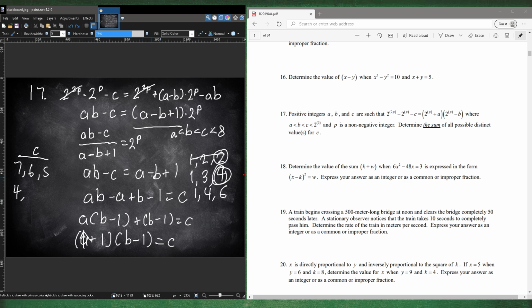Since the numbers only could go from here to here, right? So from 1 to 8, because the lowest possible integer for A is 1. So it can't be 1, 2, and 3 because that's lower than 4. So we add all these possibilities, which is 9, 15, 22. And that is your answer for number 17.